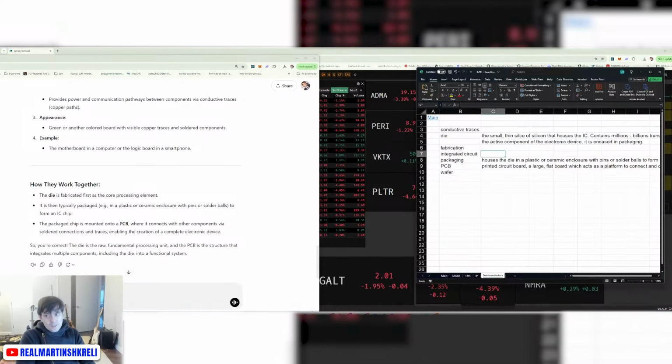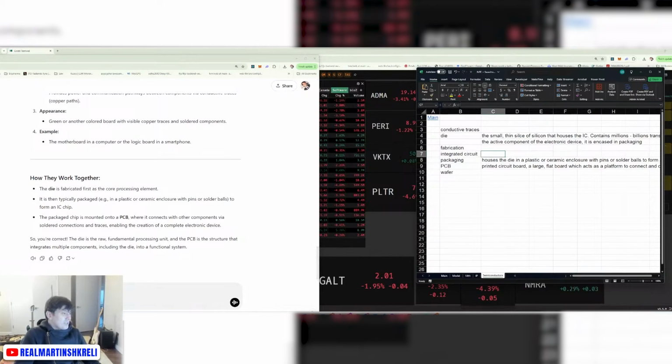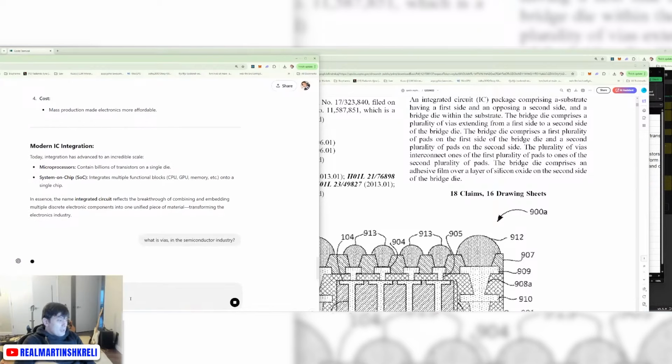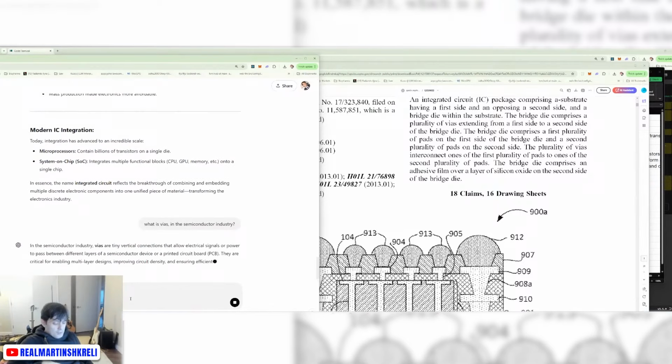So one of the things you might do while you're studying this is you're going to have questions. And I think it's really important to ask questions just so you fully understand it, even if you ask 100 times. So one example is, why is an integrated circuit called integrated? Where does the integrated come from? All right, so let's go back to the patent. We have this term vias, V-I-A-S. I want to know what that is.